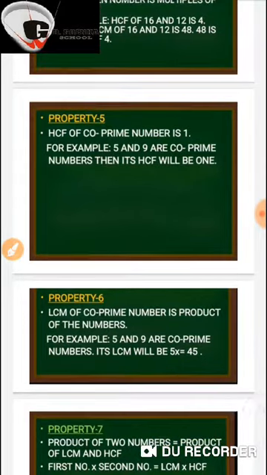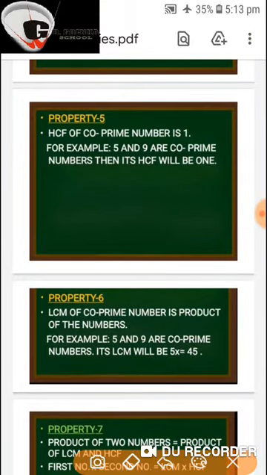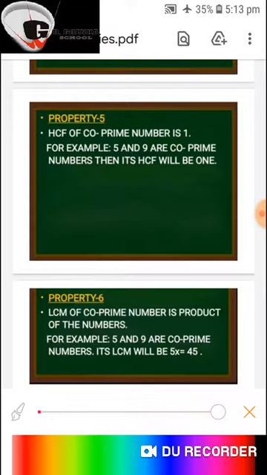Property 5. It says that HCF of co-prime numbers is equal to 1. It is clearly understood that co-prime numbers have only 1 as a common factor. So their HCF is also going to be equal to 1 only.